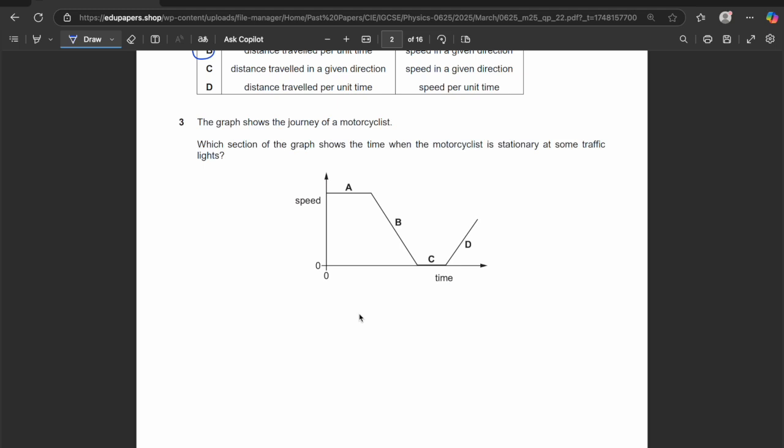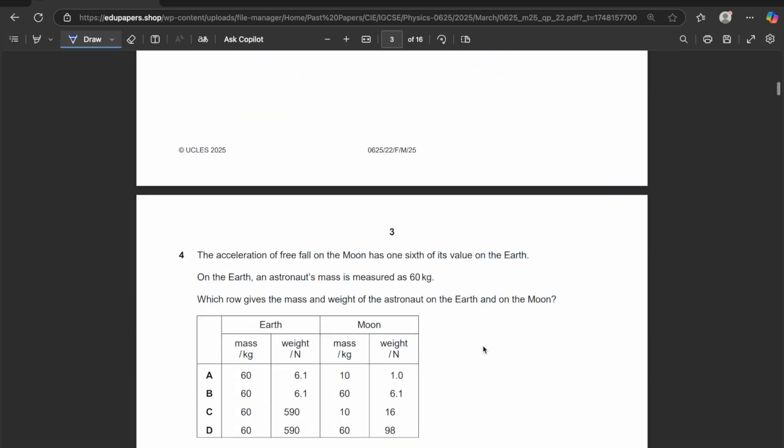3. The graph shows the journey of a motorcyclist. Which section of the graph shows the time when the motorcyclist is stationary at some traffic lights? So that means if it's stationary, the speed will be 0. So that's going to be C.